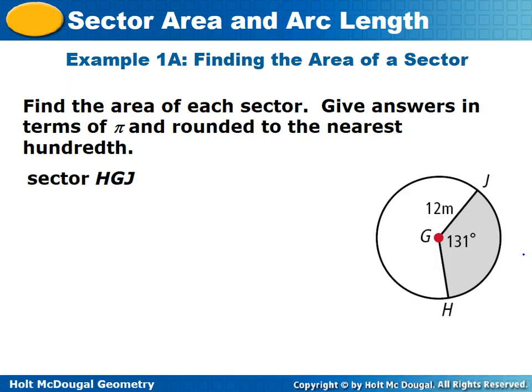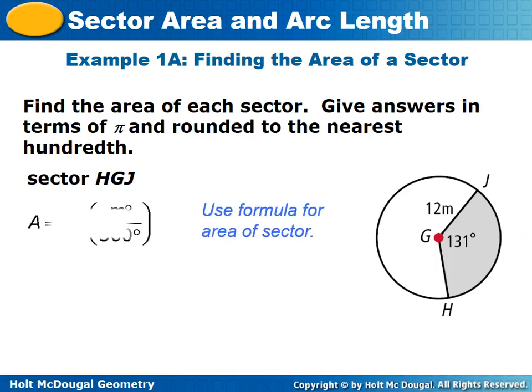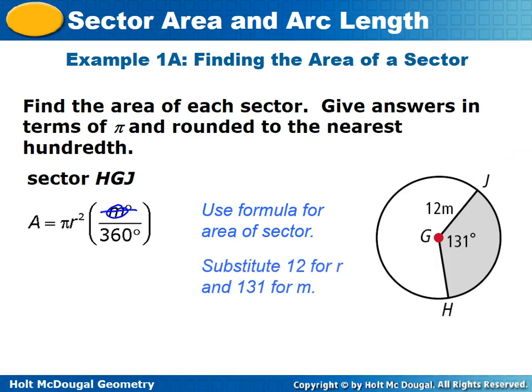And remember, m and theta are interchangeable. So I'm going to go ahead and use this formula right here. Pi r squared theta, let's just make this theta, so we know that's what it is on our formula sheet, over 360. So we're going to plug that stuff in, and r is 12. Going to square that, multiply it times 131, and then divide it by 360.